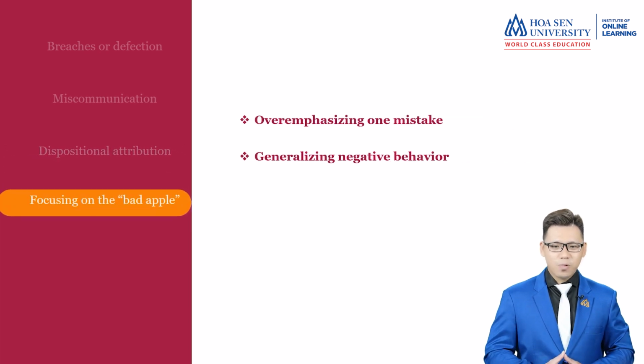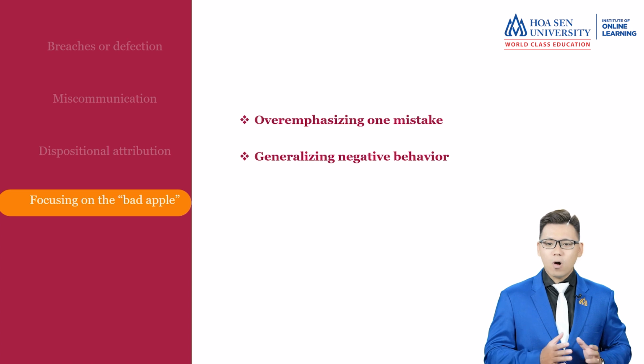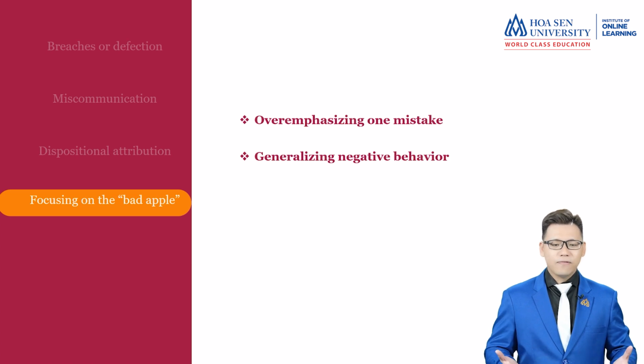And how about the last one? That is focusing on the bad apple. What does bad apple mean here? Sometimes we focus on one person's mistake and let it affect how we see the whole group. If one team member messes up, we might start mistrusting the entire team, which isn't fair.